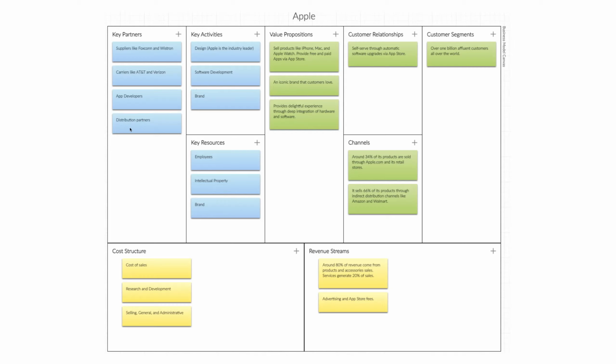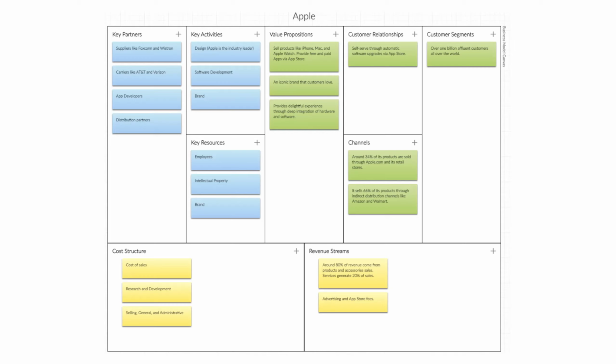Yeah, so they need the supplies to make the phone. So they partner with companies such as Foxconn and Wistron, which provide them the supplies. And they also partner with carriers such as AT&T and Verizon to distribute their phones. App developers are a key part of the Apple ecosystem, because they're the ones who fill up the app stores with apps that people use. And the distribution partners such as Amazon and Walmart also help distribute phones.